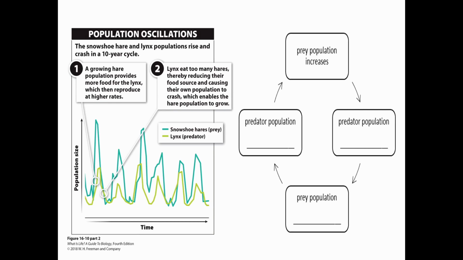When the lynx population drops down low, there's fewer predators, which means the hare population can now grow. So you see how we're going in a bit of a cycle where every time the hare population, or the prey population, grows, the predator population grows in response. And in response to that, the prey population drops, which then the predator population drops. So the predator population is basically always following what the prey population is doing.